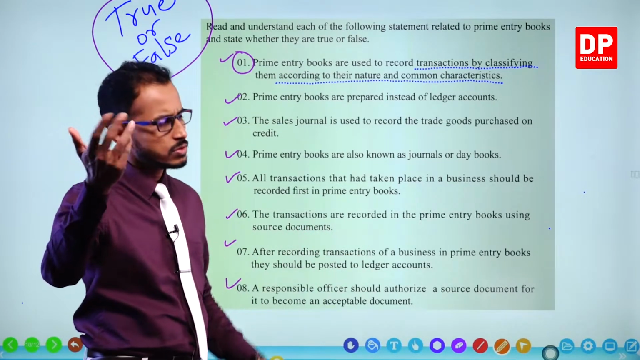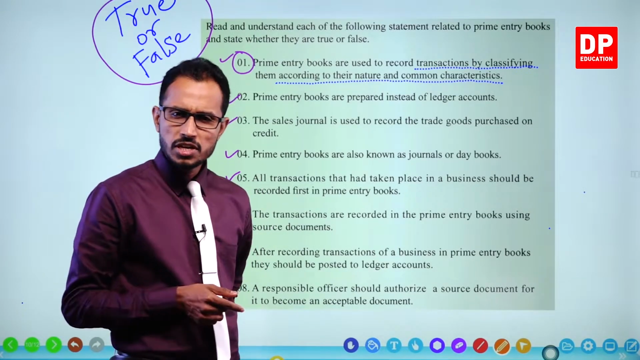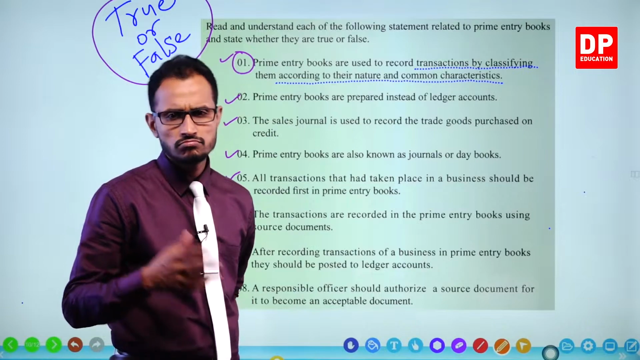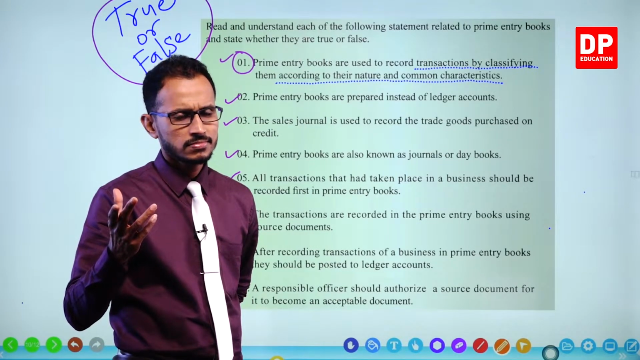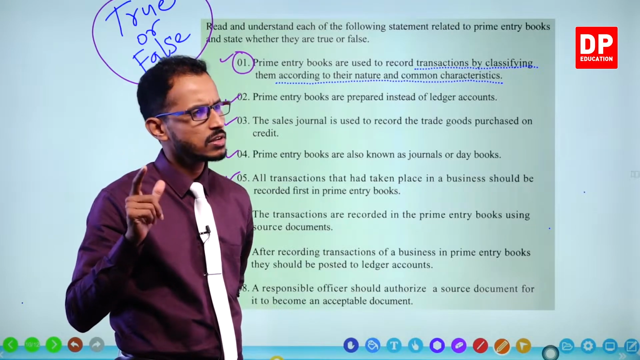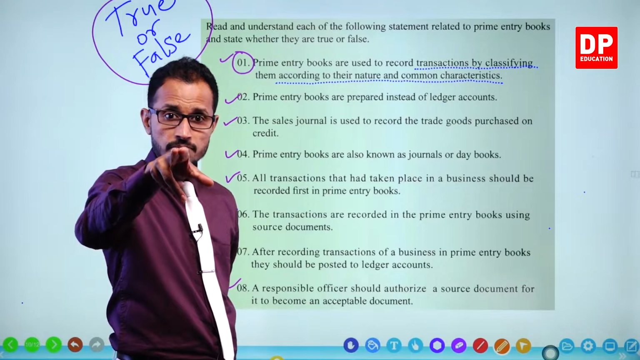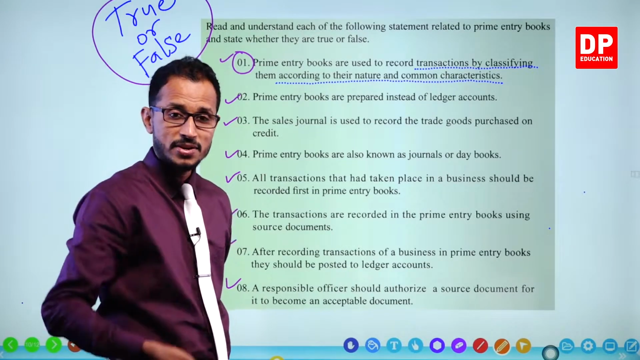All right, you tell me to which prime entry book it should be entered. In which prime entry book should it be entered? Okay, I'm hearing the answers now. A lot of answers. Yeah, somebody said cash book. Cash book, that is the prime entry book.